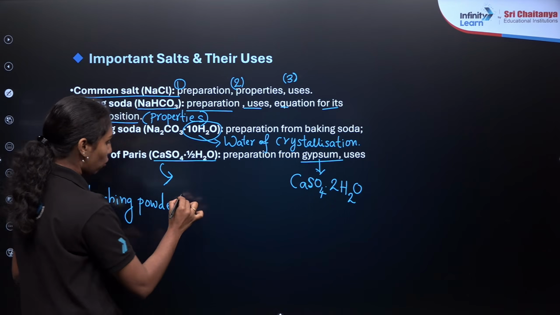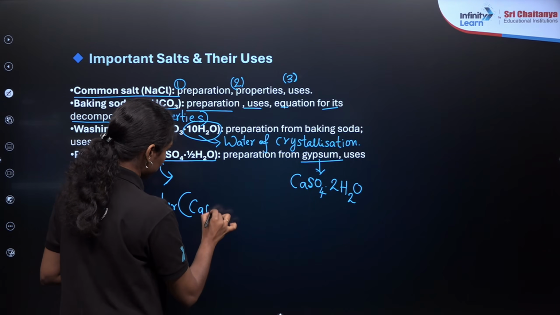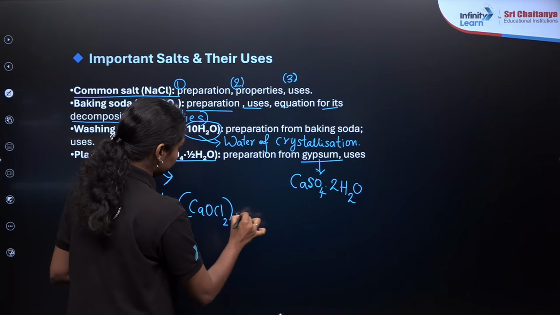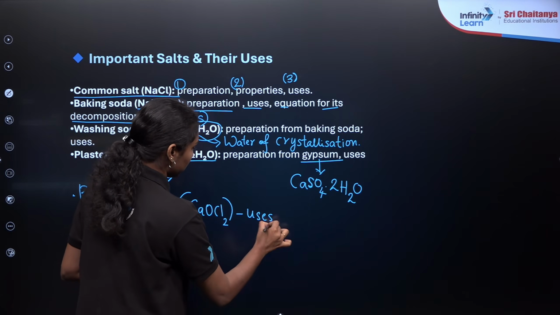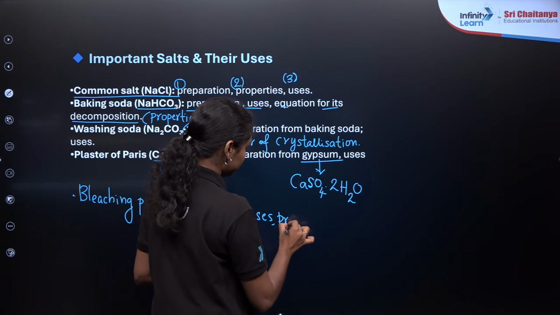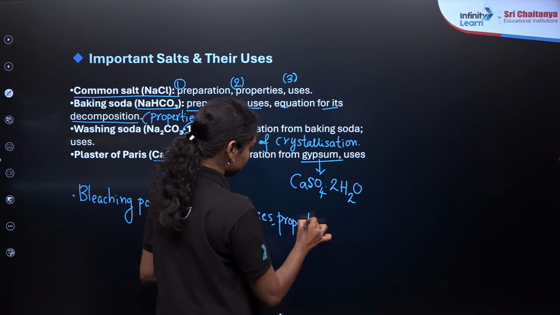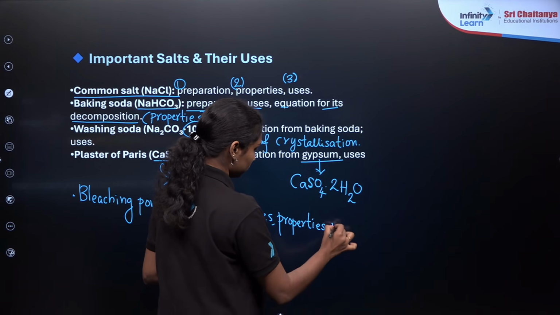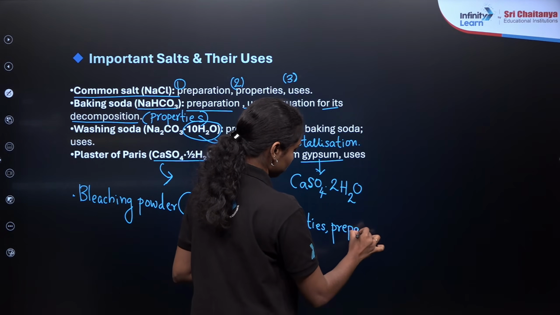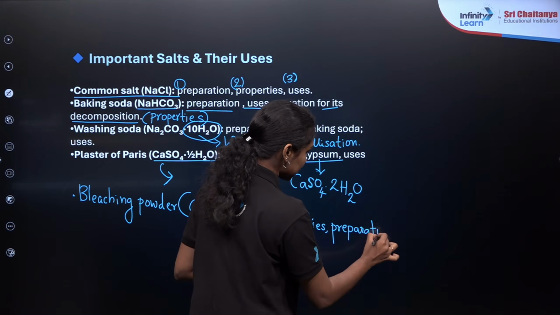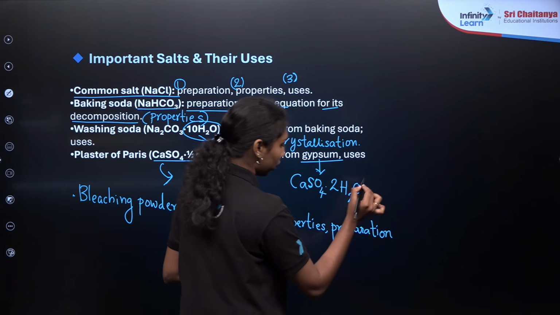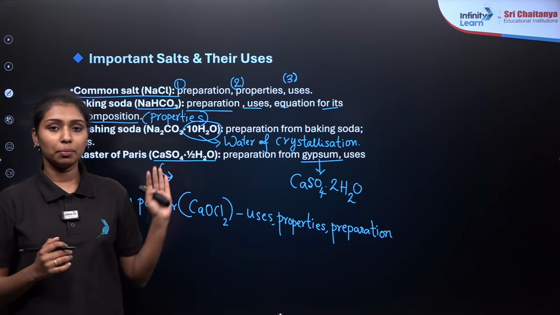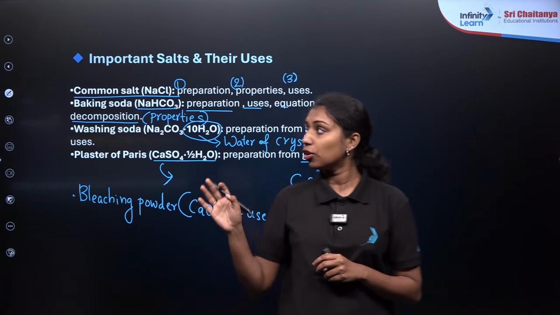Chemical formula is CaOCl2. Their uses, properties and preparations are very important. So while revising the chapter, you must have a proper idea about these important topics. Based on this idea, learn or revise the chapter.